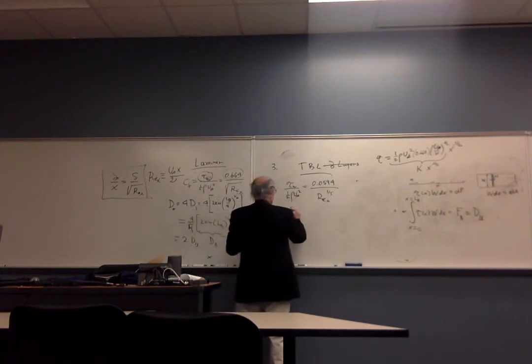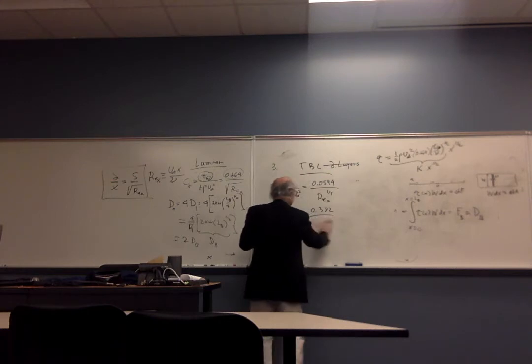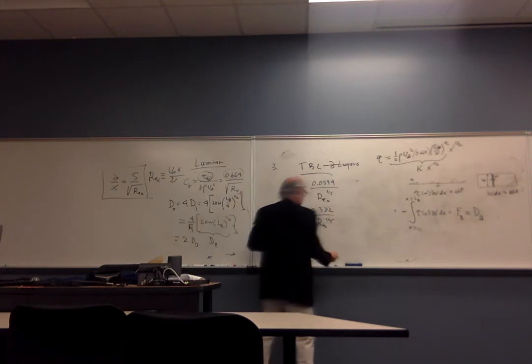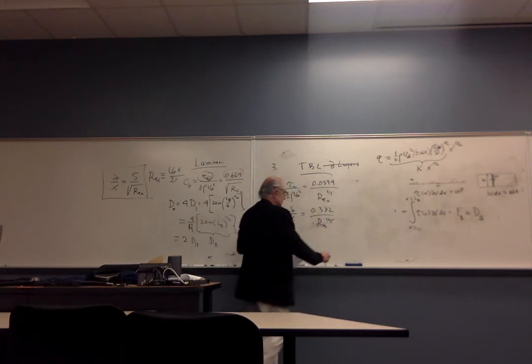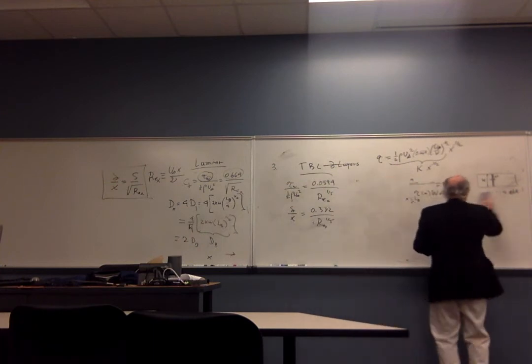There's also, of course, this equation. Delta over x equals 0.382 over Reynolds number x to the 1/5. And you don't have to memorize these equations. If you need them, they'll be on the test. So this will give us a chance to talk a little bit about turbulence. And let's do that.